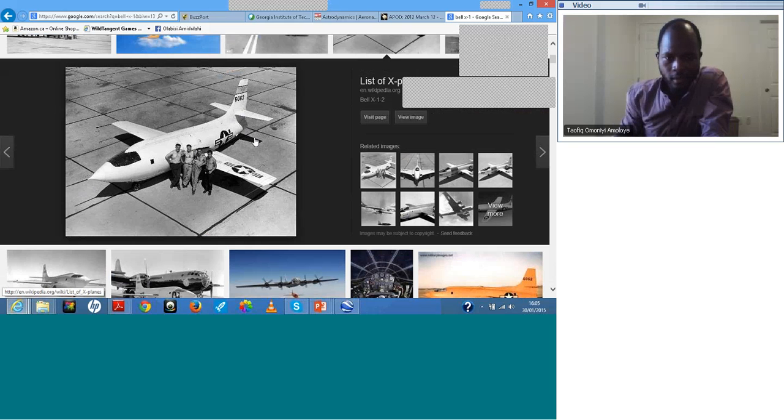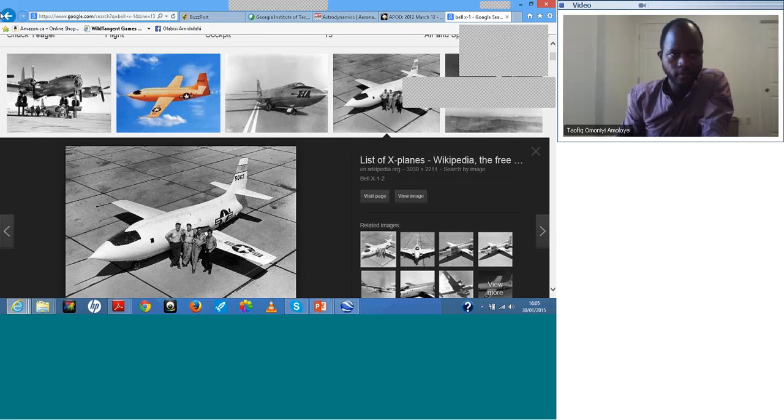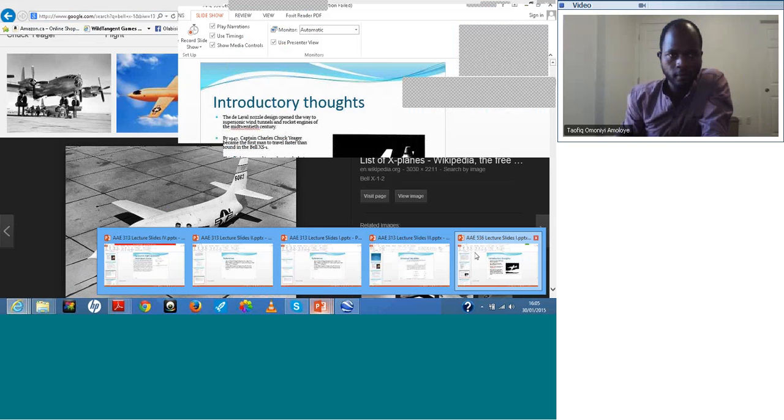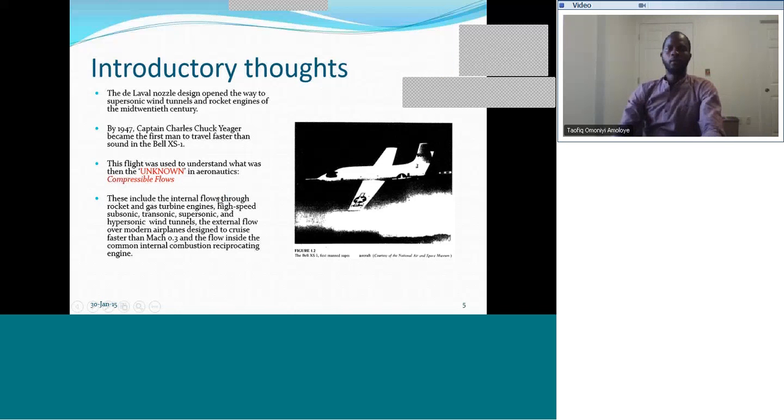So one of the main reasons for flying faster than the speed of sound with the Bell XS-1 was to understand the new, if you like, classification of flows, the compressible flows. And such kinds of flows include the internal flows through rockets, gas turbine engines, and high-speed transonic, supersonic, hypersonic wind tunnels. And usually once the Mach number is greater than 0.3, then you can assume compressible flows.